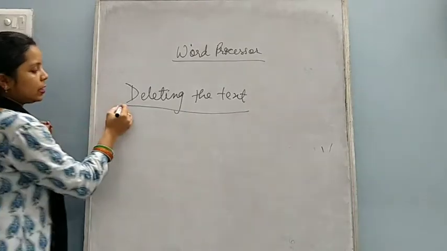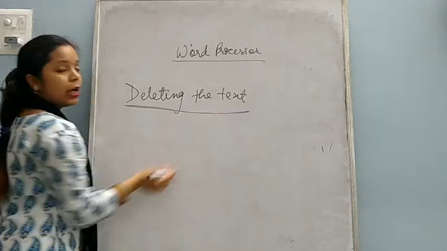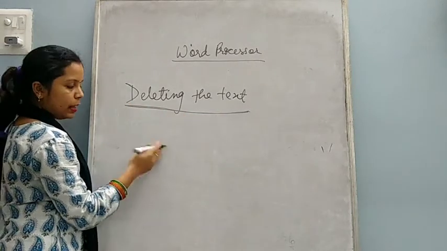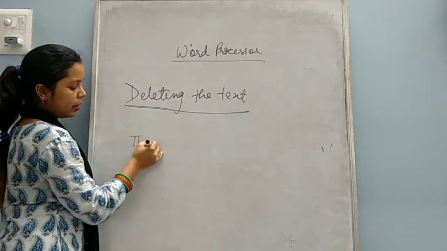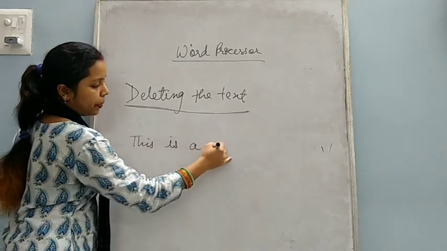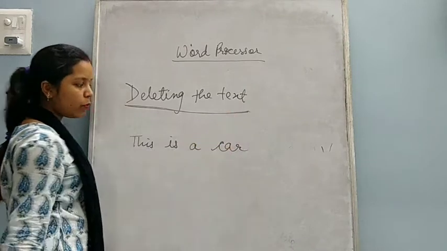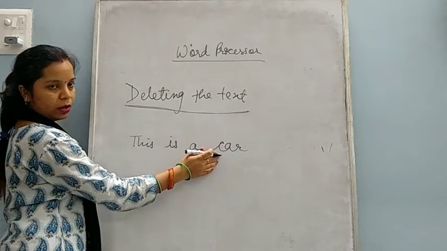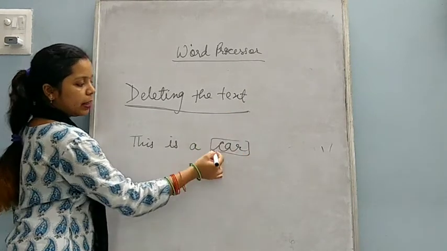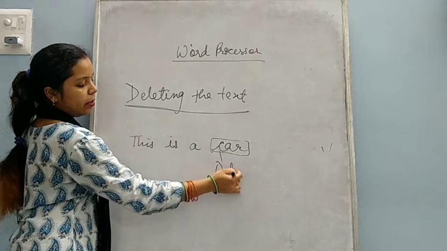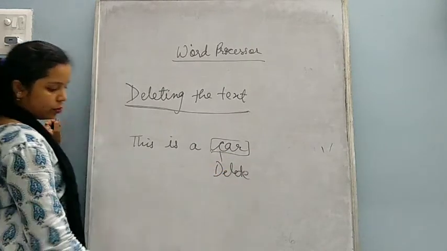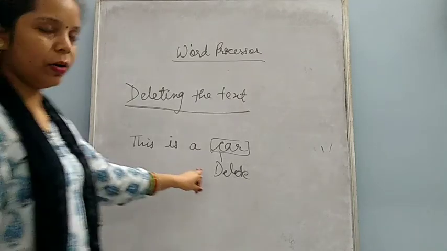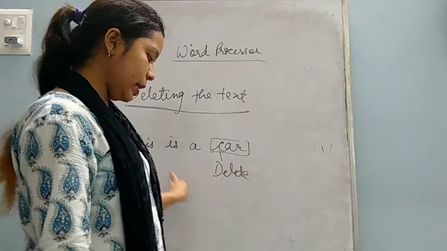Now what will this deleting do? Suppose I have written a line. Now I want to delete this word. What will you do? Simply click and press the delete key on the keyboard. So like this you can delete any word from the written work.